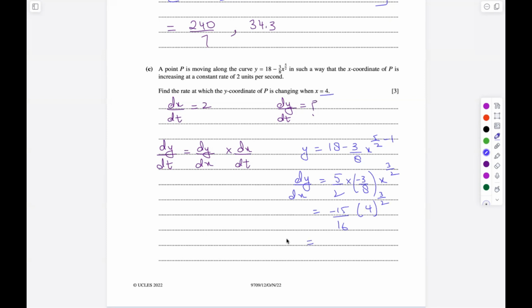Substituting this in the calculator, the value for dy by dx, we'll get minus 15 upon 16, and the square root of 4 is 2 and 2 cube is 8. So this will be 8 one time and 8 two times. So this will be minus 15 upon 2. So the value of dy by dx is minus 15 upon 2. The value for dx by dt was 2. 2 and 2 will cancel out. So the value for dy by dt, or the rate of change of y, will be equal to negative 15.